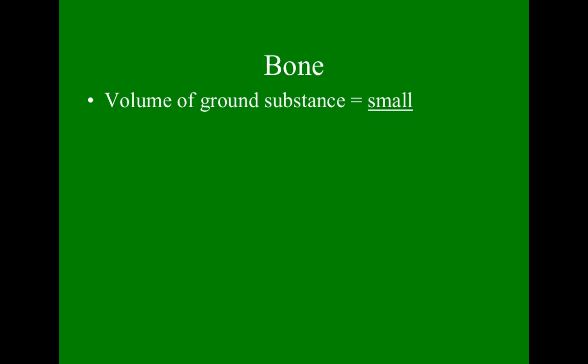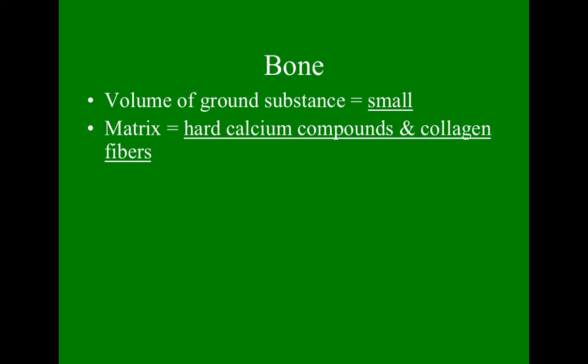Now let's contrast cartilage with bone. Compared to cartilage, the volume of ground substance in bone is very small. And that actually makes some sense, because when you think of bone tissue, you don't think of anything that has any liquid really involved with it at all. The matrix is what typically we think of when we think of bone. Very hard calcium deposits, as well as some collagen fibers, although we don't tend to think of collagen with bone.